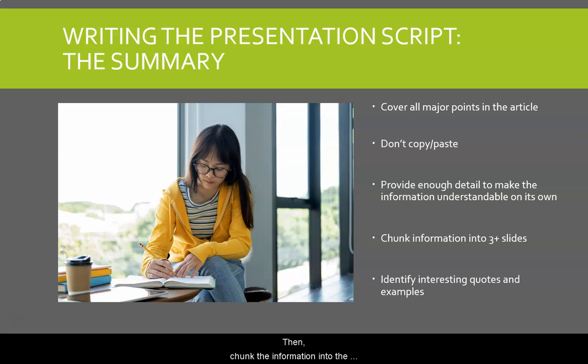Then, chunk the information into the major points. Since you need at least 3 slides for this section, you'll need to identify at least 3 major points that you will explain. Once you have the summary of each point in your own words, you can go back and incorporate an interesting quote or important example from the article to illustrate the main points. Given the time requirement for this assignment, 1 to 2 brief paragraphs per point or slide should be enough. However, you will want to time how long it takes you to read it.